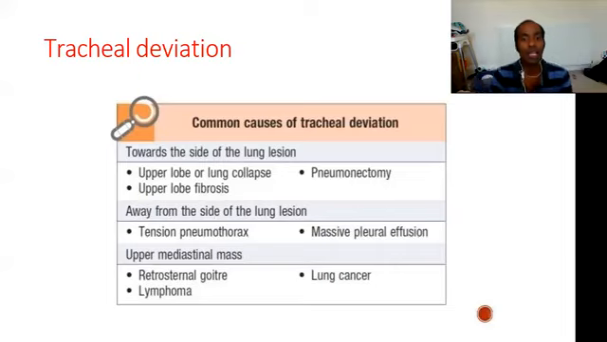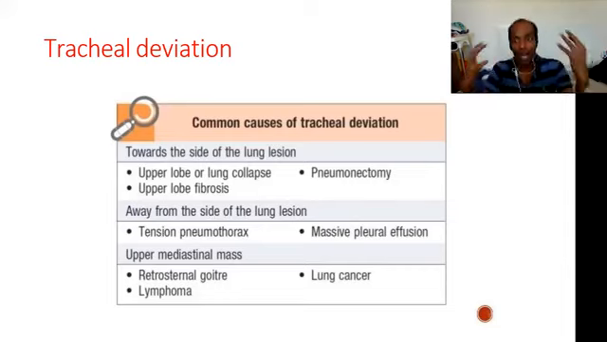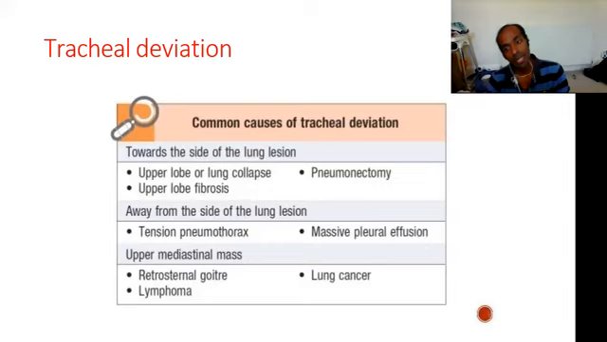Away from the side of the lesion would be a pneumothorax, or in some instances, a massive pleural effusion, which pushes the mediastinum to the opposite side. The trachea can be pushed due to other reasons like upper mediastinal masses, cancer in the upper lobes, or enlarged lymph nodes in the upper mediastinum. So these are some of the causes of tracheal deviation, a very important physical sign.